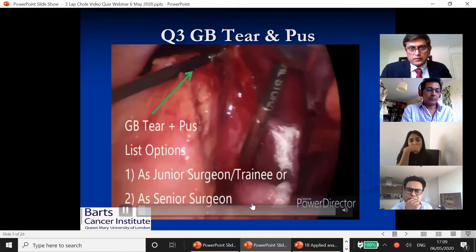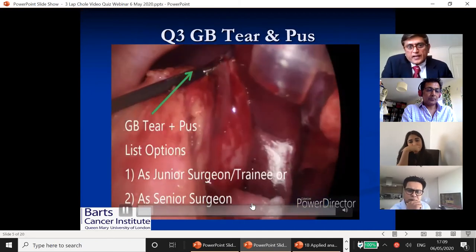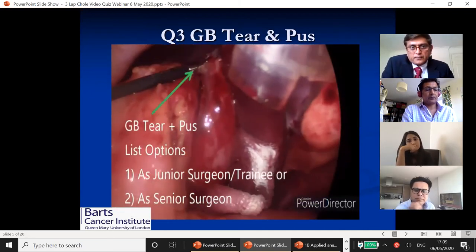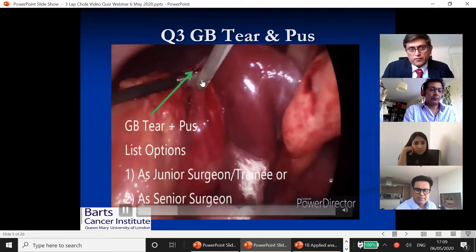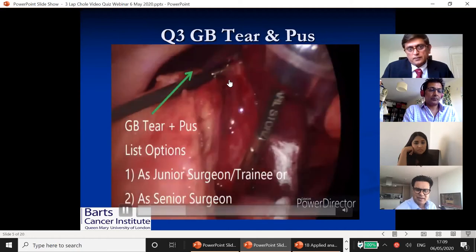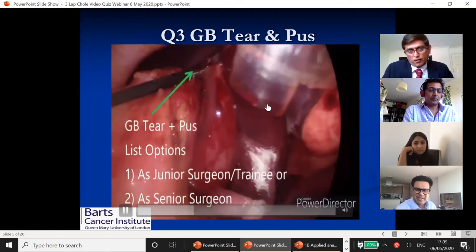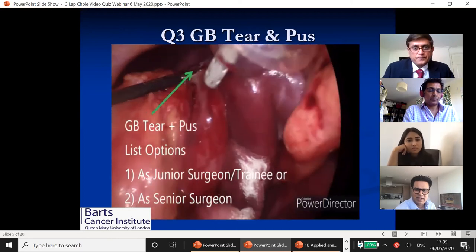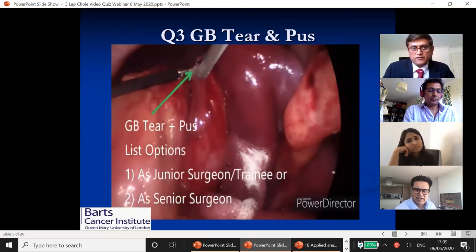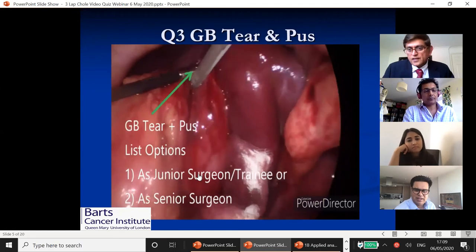So now we've done a bit of blunt dissection. We are retracting the gallbladder. And you can see from the retraction, my retractor has punctured the gallbladder. There's pus pouring out. And you can sort of guess which way everything is going to go.